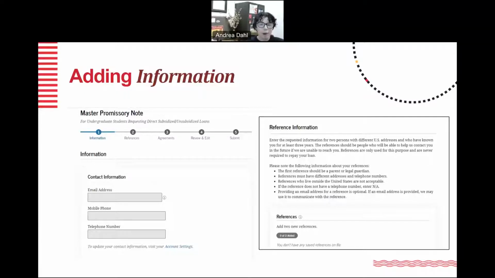Keep in mind these references would only be contacted if the student stops paying back their loans and the servicer can't get in touch with them. So that's why it's always important to make your payments once you are required to, and then make sure to keep your contact information up to date with your servicer.